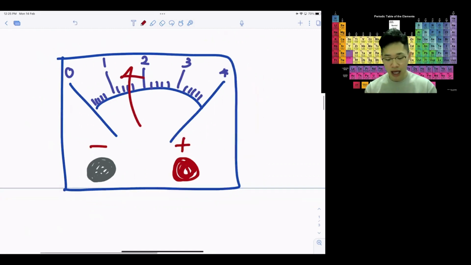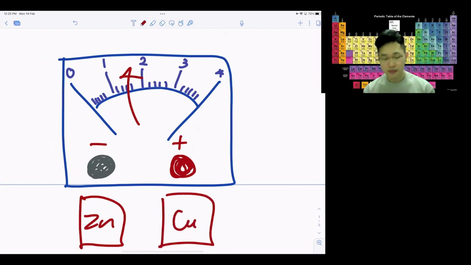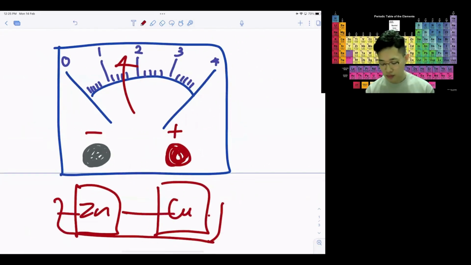When you get a positive reading, let's say somewhere around here, it is telling you that, let's say this is my zinc and this is my copper inside the solution, the electron is flowing from here to here.